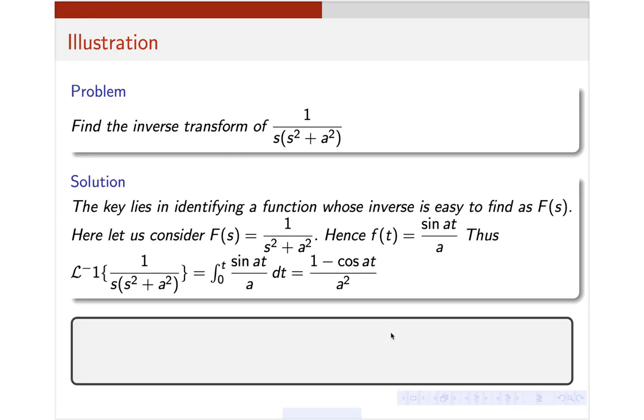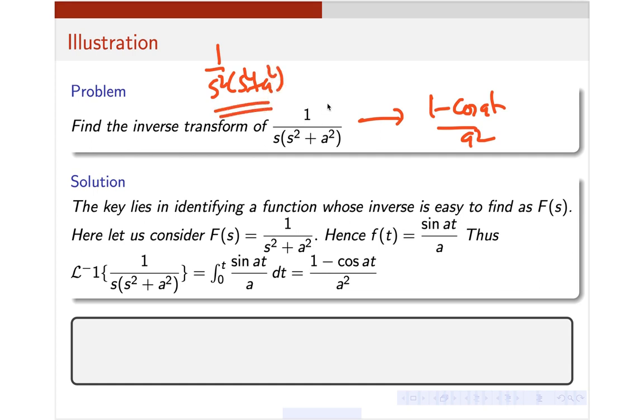Okay, so if you have understood this, suppose now you know the inverse transform of this, nothing but (1 minus cos at) by a square. Can you find the inverse transform of 1 by s square into (s square plus a square)? What will it be? You take the inverse transform of this, which you already know, then integrate it from 0 to t dt. You will get the inverse transform of 1 by s square into (s square plus a square). So I hope you can do that also.